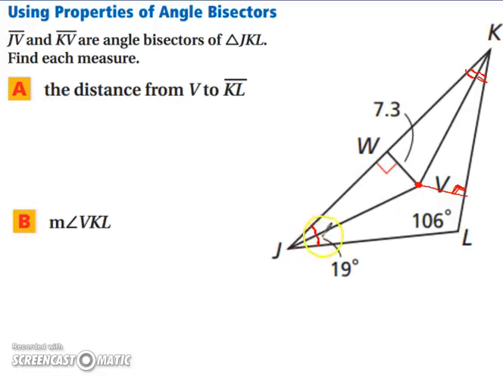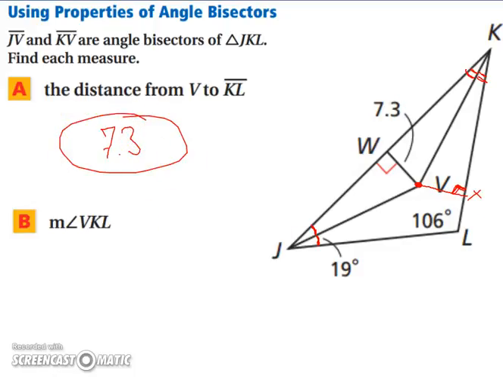Well, if each angle is bisected, that means that from V to every side length is going to be the exact same measure. So if from V to W is 7.3, V to, we'll call this X, V to X will be 7.3 as well.